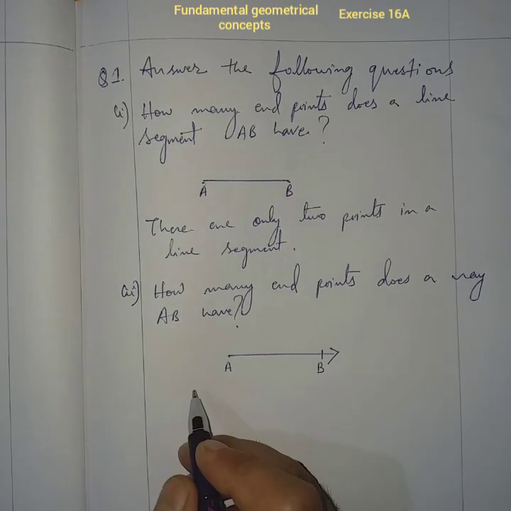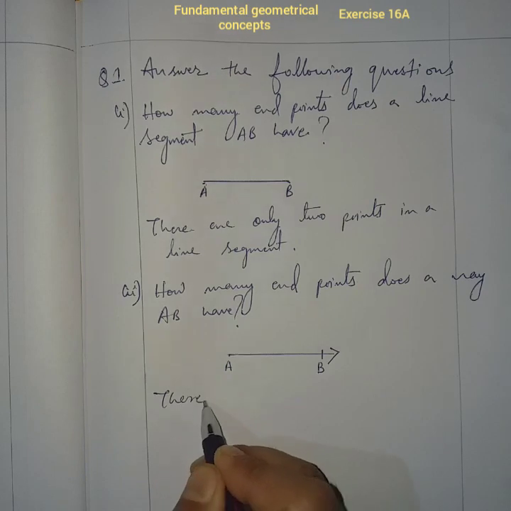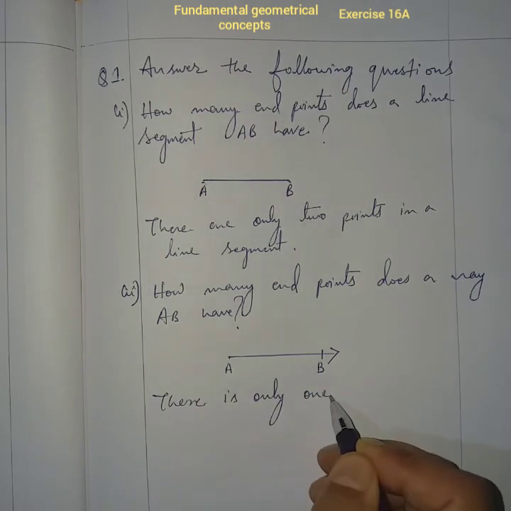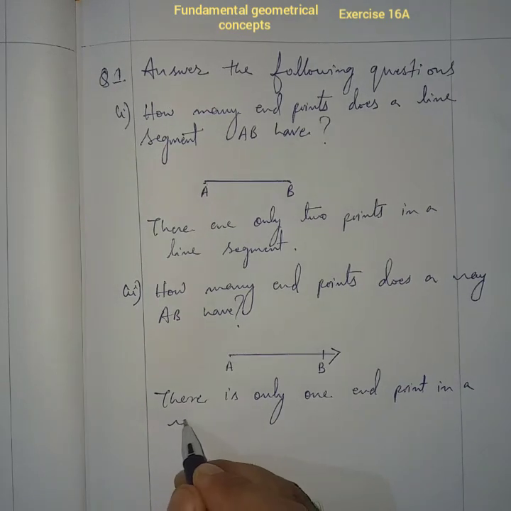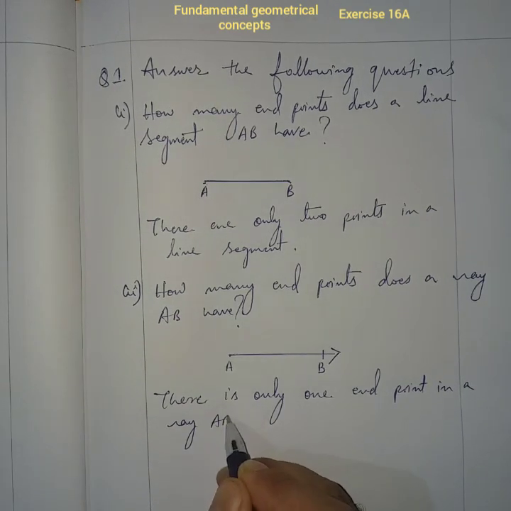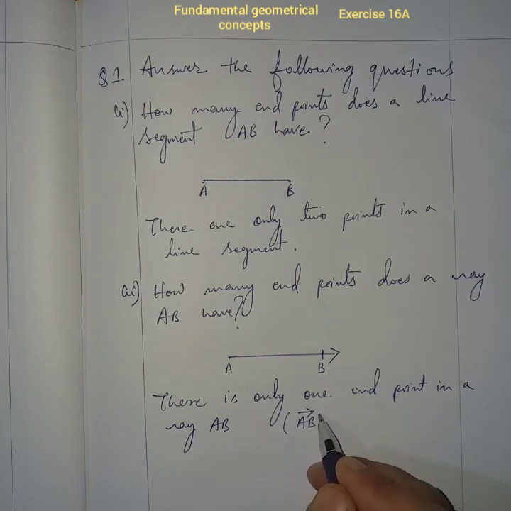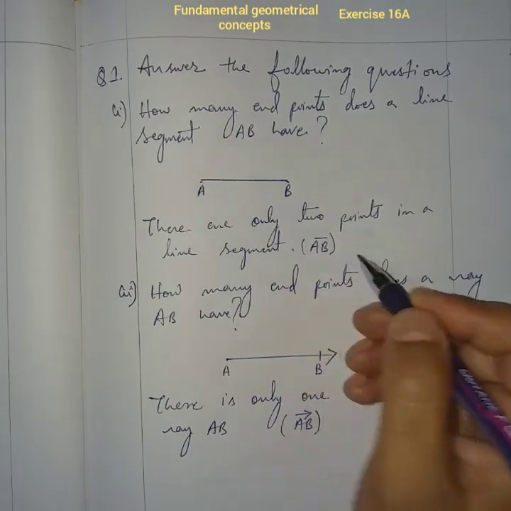Therefore we can write there is only one end point in a ray AB. Okay, ray AB is written as AB and just above this an arrow. Okay, here AB bar.